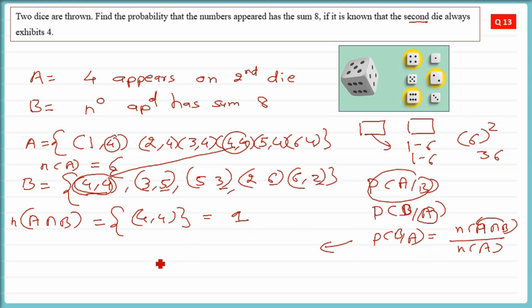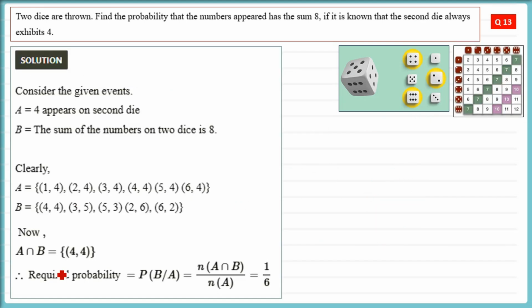Now what is the formula? N of A intersection B divided by N of A. N of A intersection B is 1. And what is N of A, the number of elements in A? It's 6. So 1 by 6. So the probability of event B when A has happened is 1 by 6. Now this is how this will be done.